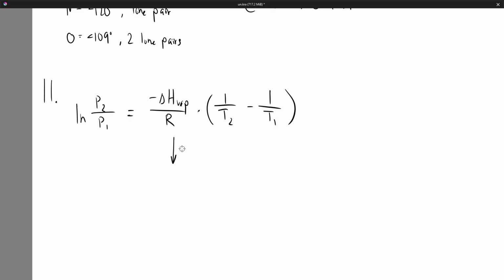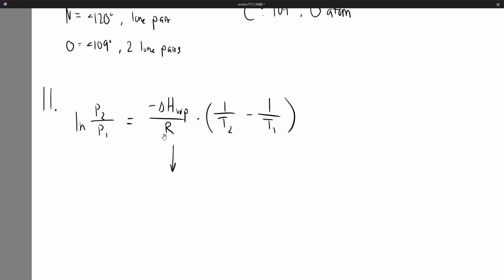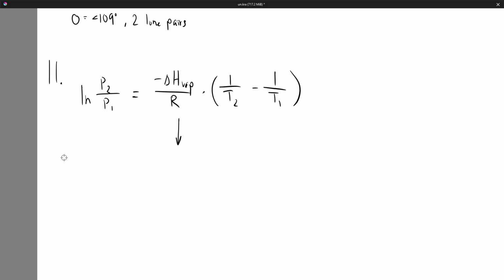So we want to start off by multiplying this by R. So it'd be ln P2 over P1 times R, and dividing both sides by the inverse change in temperature. So it'd be like this. And that'd give us just negative heat of vaporization.